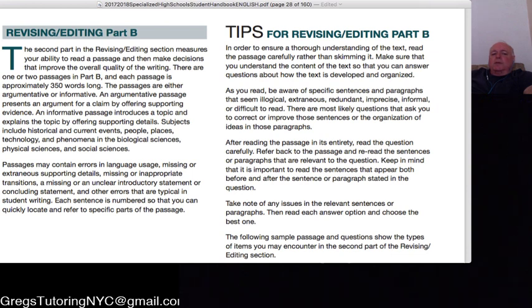And then we have this here. Passages may contain errors in language usage, missing or extraneous supporting details, missing or inappropriate transitions. So now it's going to go maybe beyond grammar. And by the way, the others did too, because we were talking about sequencing problems and stuff like that as well. A missing or unclear introductory statement. So there might be a missing sentence, like a gap sentence, or there might be a missing transition, a prepositional phrase, like therefore, or something like that, okay?